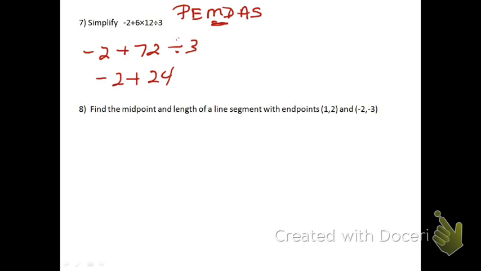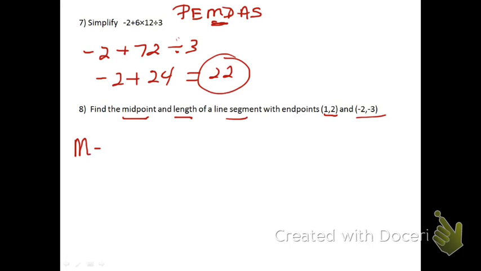And last we'll add our -2 plus our 24. So we get the answer of 22. Number 8, find the midpoint and the length of a line segment with endpoints at (1, 2) and (-2, -3).